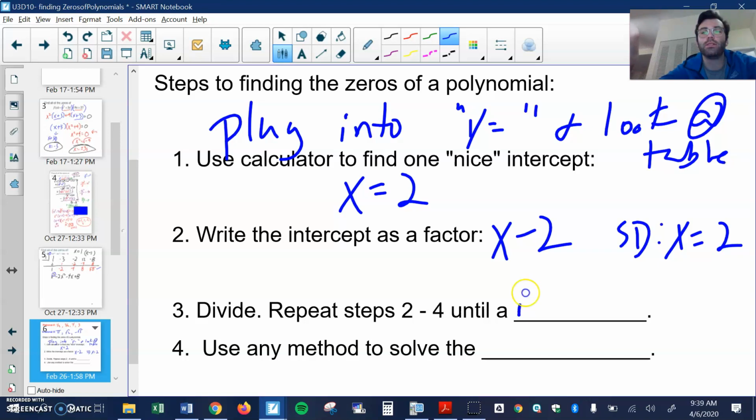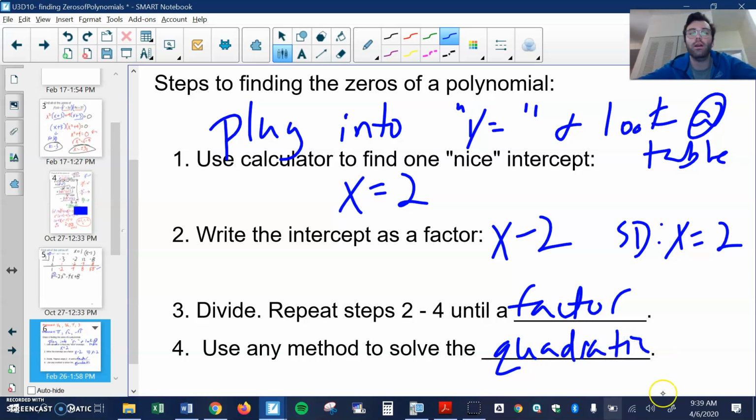Divide, complete the division until you can factor. Use any method you want to solve a quadratic. You want to do this until you can factor. If you can 2 by 2 group, that's fine. If you get a quadratic, that's even better. Again, you're going to have the choice now to use synthetic division or long division. I'm sure you're going to choose synthetic, and that's totally fine with me.